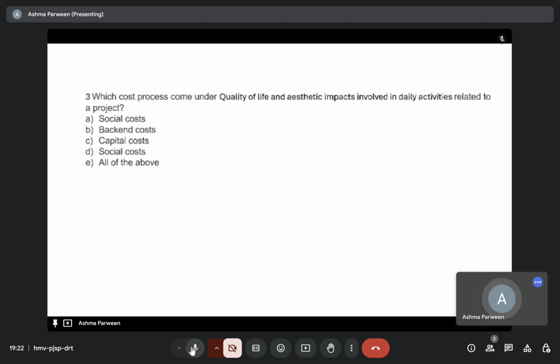The question is, which cost process comes under quality of life and aesthetic impacts involved in daily activities related to a project? So again, I will give you all 2 minutes. Just take your time, write the option in the chat box, and then we will discuss.